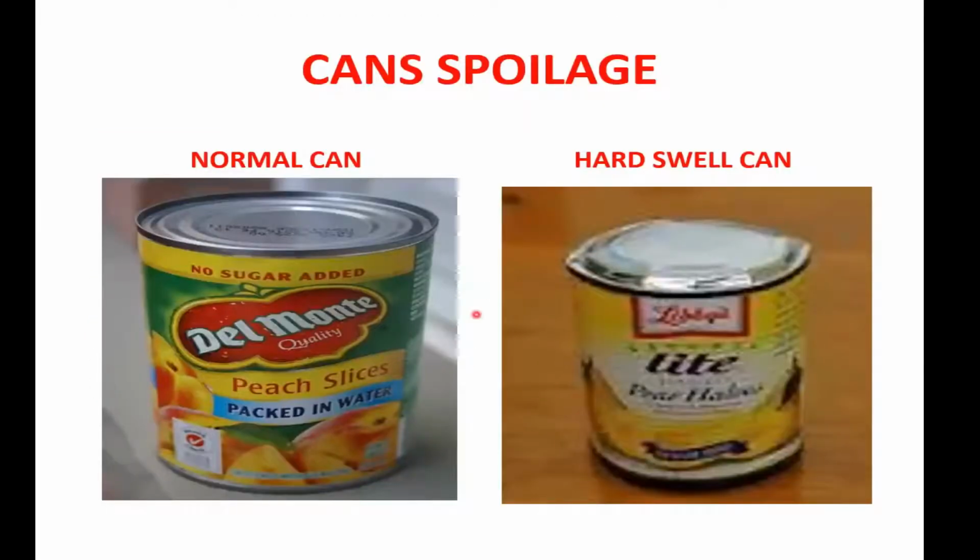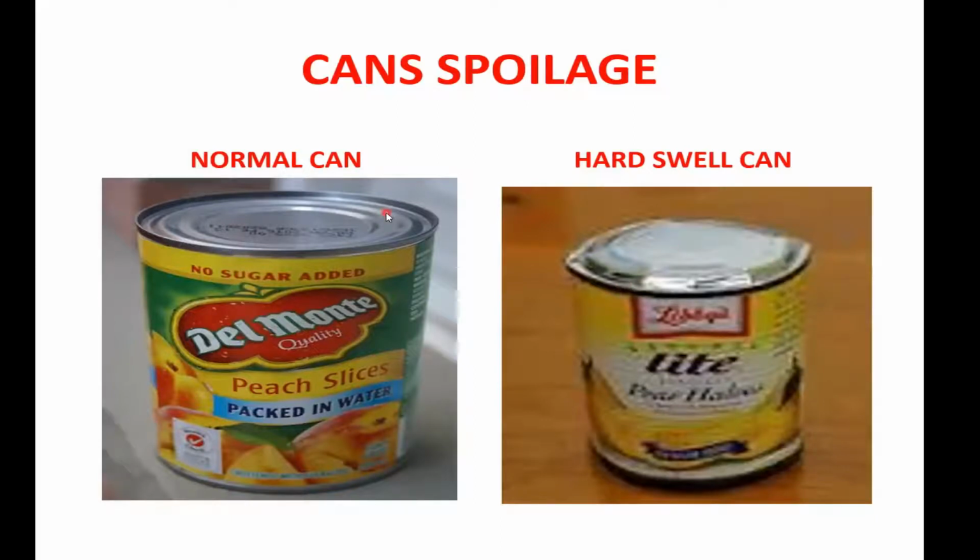Now, the normal cans and the hard swell cans. This is the normal can. You can see it will always be concave. The surface will be concave. Already we discussed this. Once it swells, then it is a blown can, or what you call an unhealthy can. So this is a blown can.